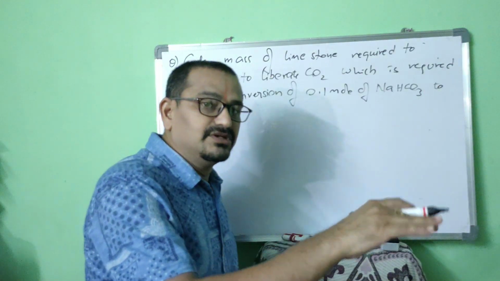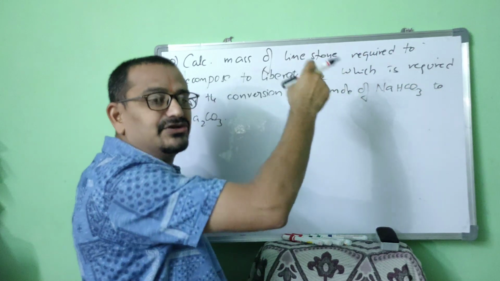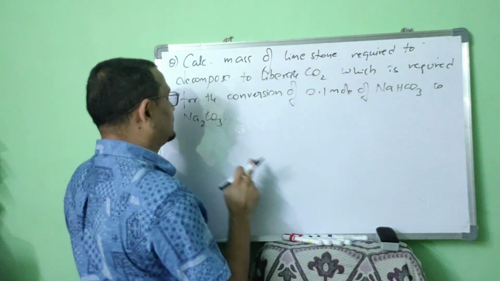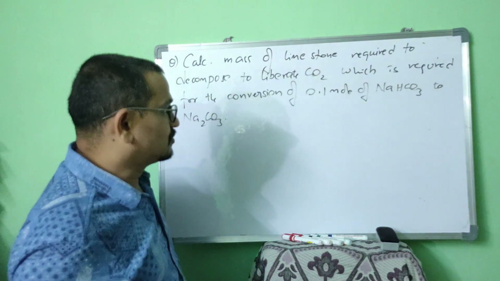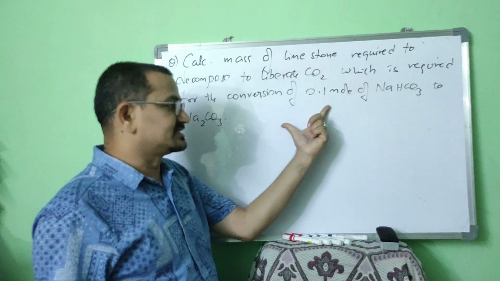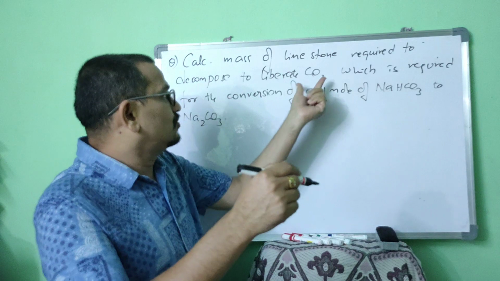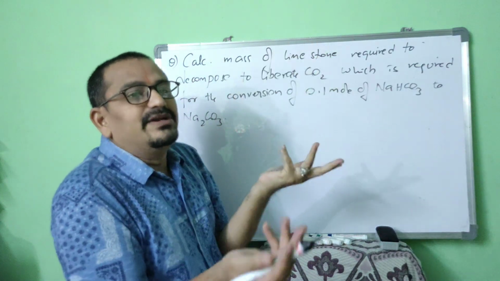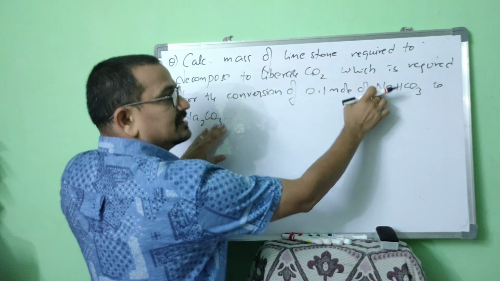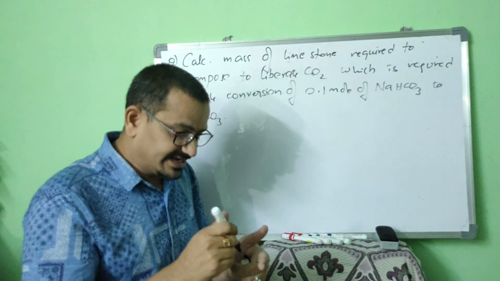And that on decomposition gives CaO plus CO2. So that liberated CO2 is getting utilized somewhere, required for the conversion of 0.1 mole of sodium bicarbonate to sodium carbonate. Whatever the carbon dioxide required for this process, to supply that CO2, what mass of limestone should be decomposed?